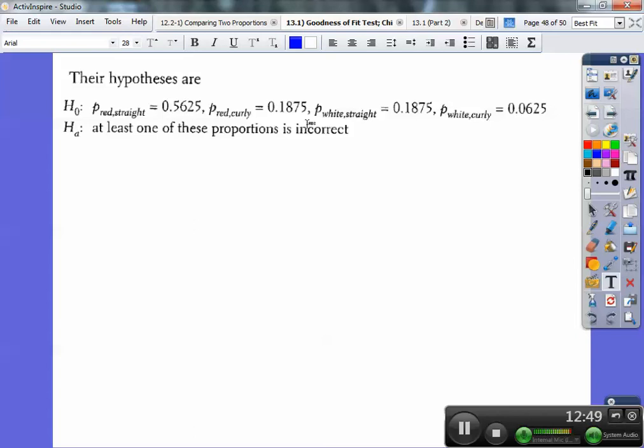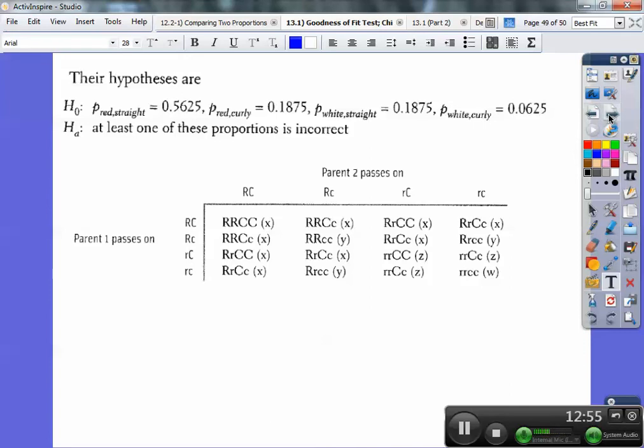And so the alternative hypothesis is that at least one of these proportions is not the same. All right, and so there's my chart right there, and I'm going to stop it right here. Please go on to part 2 of this because I'm going to run out of time. It's going to cut me off. So check out video part 2.